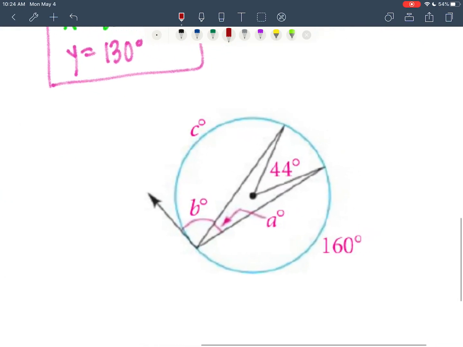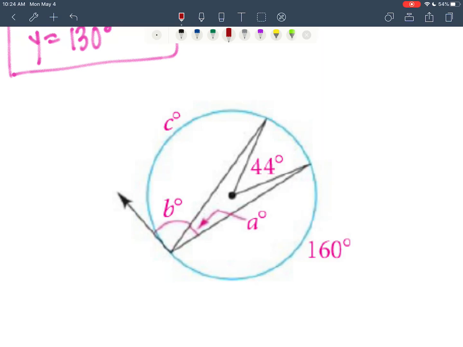And our last problem. We need to find the measure of angle A, which is an inscribed angle, that captures an arc that's attached to a central angle. So the central angle and the arc are equal. So that makes the arc 44 degrees, which makes A half of that, which is 22 degrees.